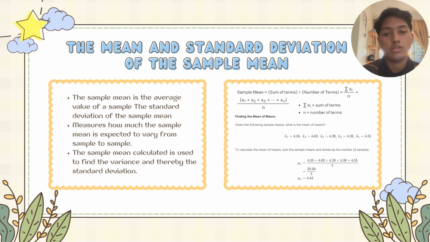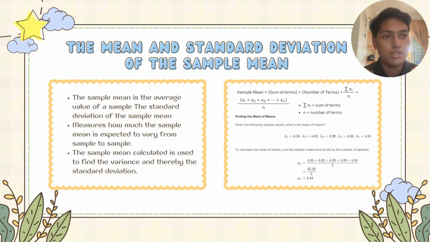I'm going to talk about the mean and standard deviation of the sample mean. The sample mean is the average value of a sample. The standard deviation of the sample mean measures how much the sample mean is expected to vary from sample to sample. The sample mean calculated is used to find the variance and the standard deviation. As you can see on the right side, we have the formula of the sample mean: sum of terms divided by number of terms.